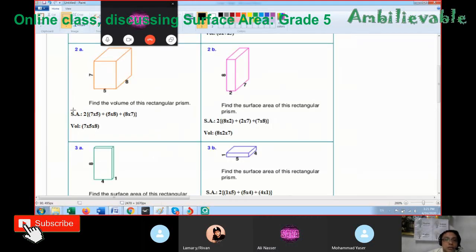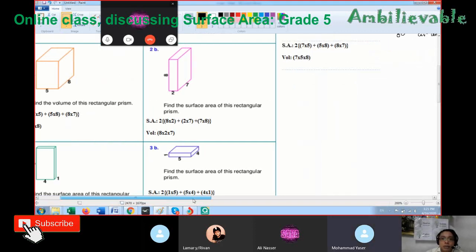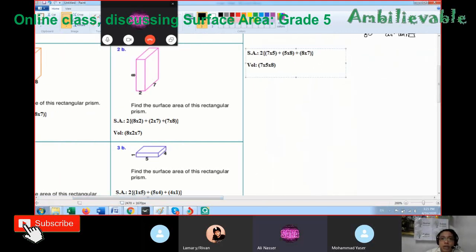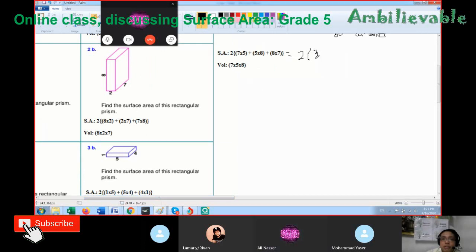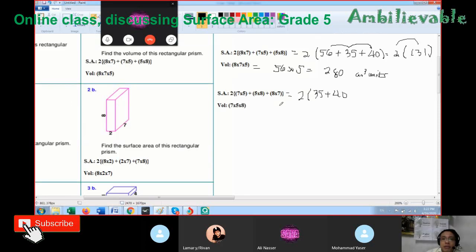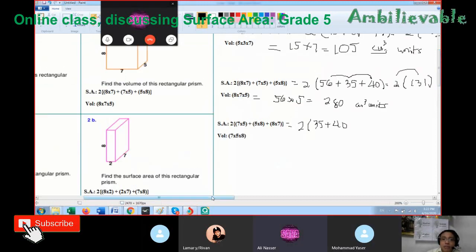Actually, the solving is very easy, especially if you know how to follow it. It's very long, yes, but it is very easy because it is just about multiplication. Again, 7 multiply 5 is 35. 5 multiply 8 is 40. Wait, I think they are just the same numbers as the previous one.